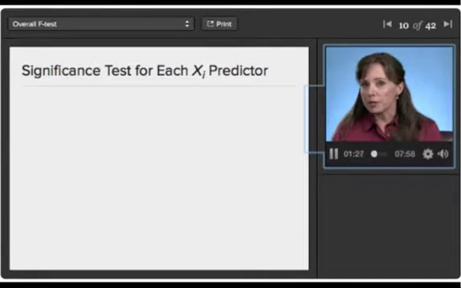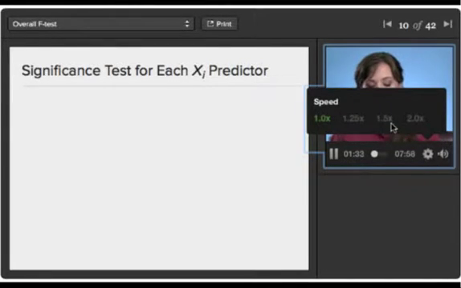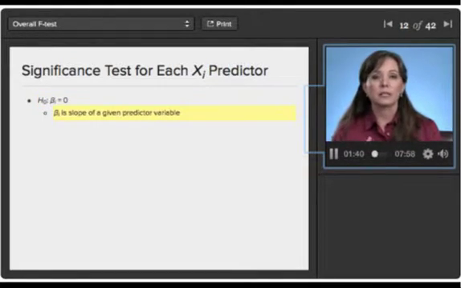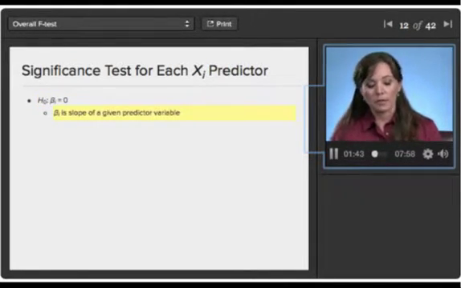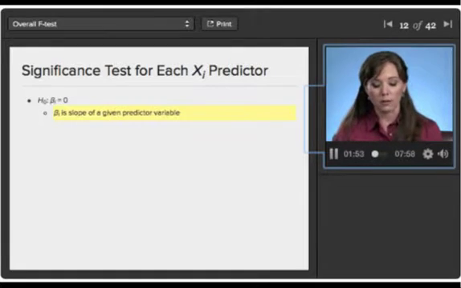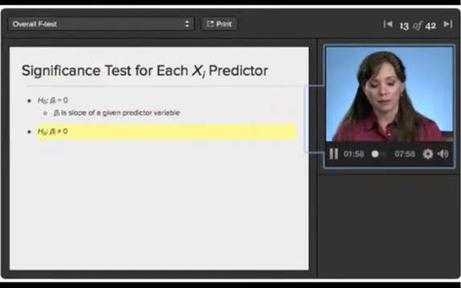Now we also have a test for each predictor. For each predictor, the null hypothesis concerns that particular value of the slope. When I say predictor, what I actually mean is that there's a slope associated with each explanatory variable in the model. So what we're really testing is whether beta i, where i goes from 1 to however many predictor variables there are in the model, equals 0. And of course, the alternative hypothesis is that that particular slope is not equal to 0.